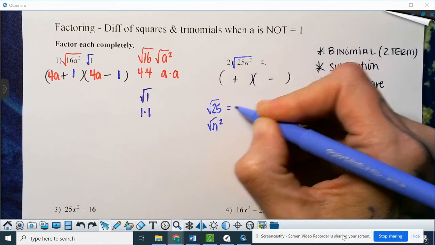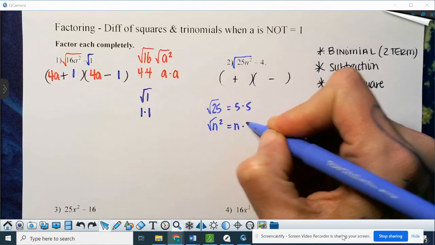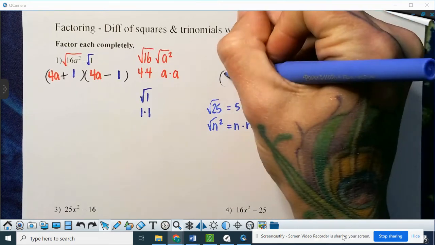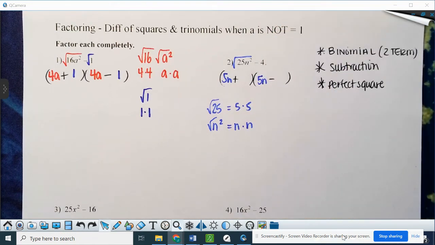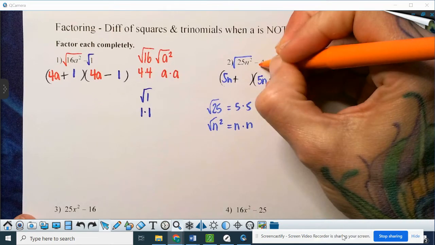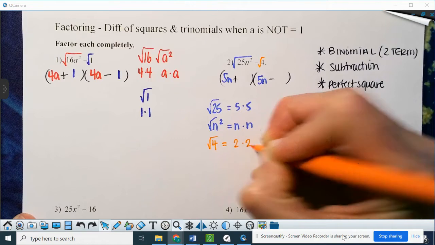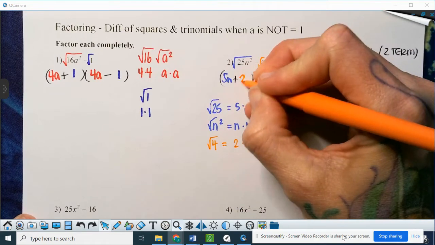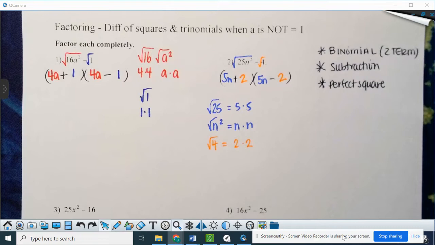And the square root of 25 is 5 times 5, so it's going to be 5. And the square root of n squared is n times n, so it's n. So I have 5n and 5n. The second number, we're going to take the square root of 4. So the square root of 4 is equal to 2 times 2. So we're going to put a 2 in the first one and a 2 in the second one. Remember, it's plus and minus. And that is all there is to factoring the difference of squares.